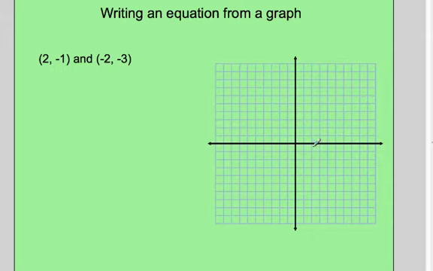Okay, so you should have written, if we're going to go to the first point, (2, -1), the first number is always your x, so that's a plus 2x, and the second number is your y, it's a -1y, so that's our point right there. (-2, -3), start at the origin all the time. -2x, -3y. So it always goes x, y.